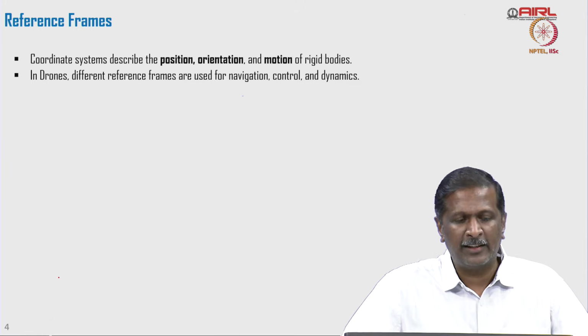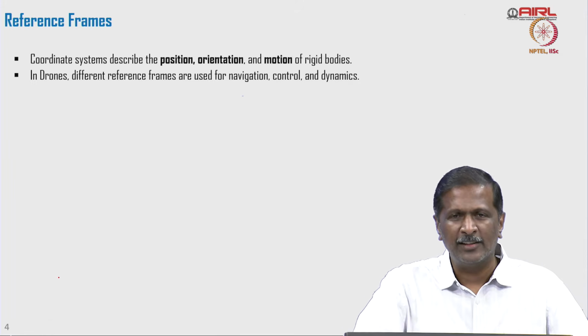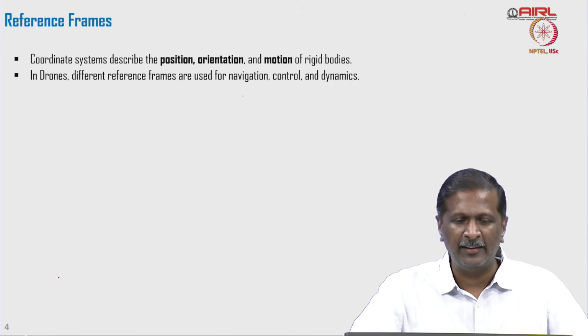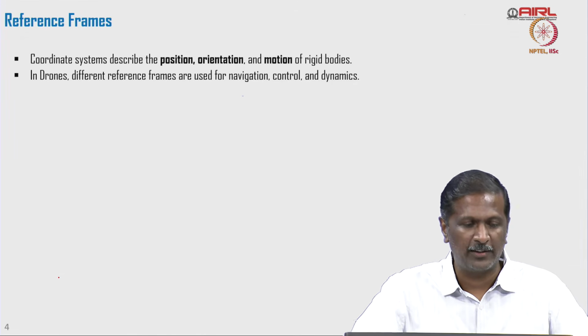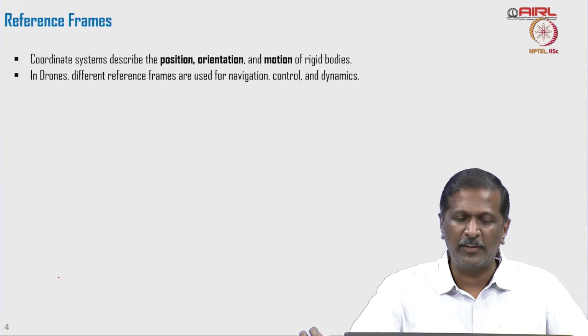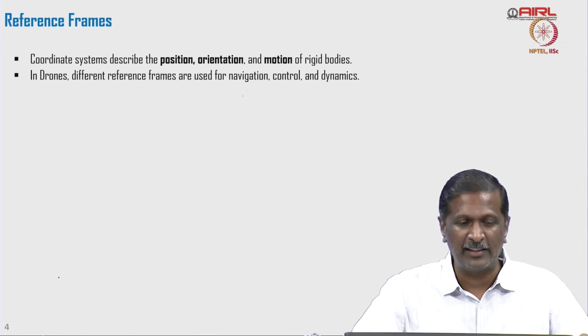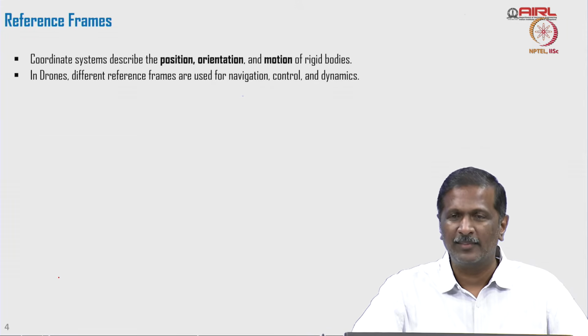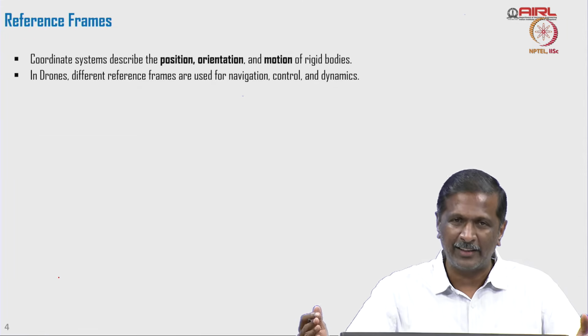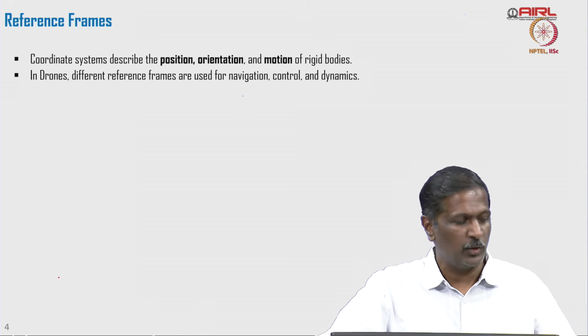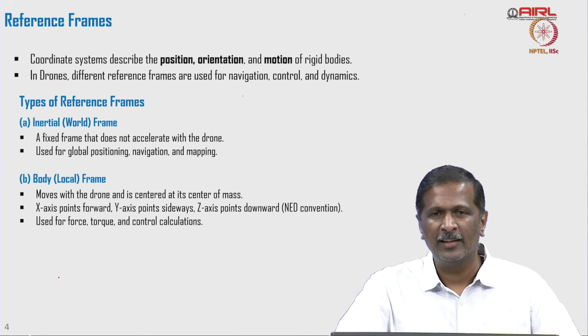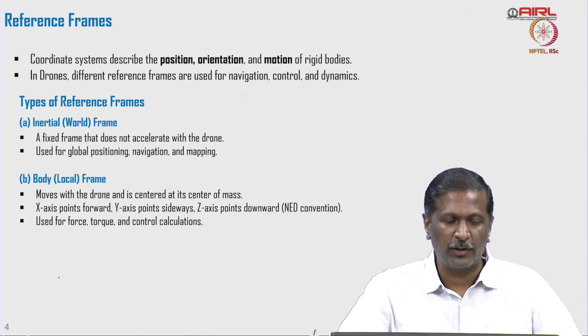Now, look at the reference frame, right. We need a coordinate system to define the position of the drone, or the orientation and motion of this rigid body, right. So, coordinate systems are very, very important. In a drone, we use different frames for different purposes. For navigation, control, or defining the dynamics of it, we need different coordinate frames, right. So, what are the different types of reference frames we are talking of?